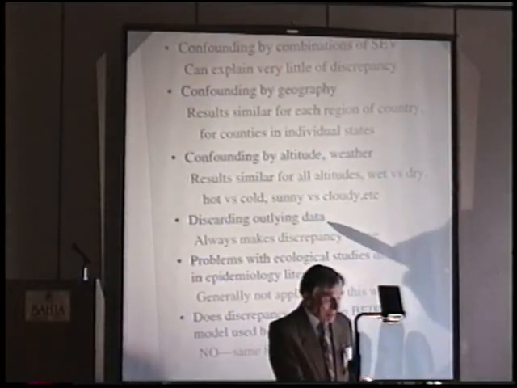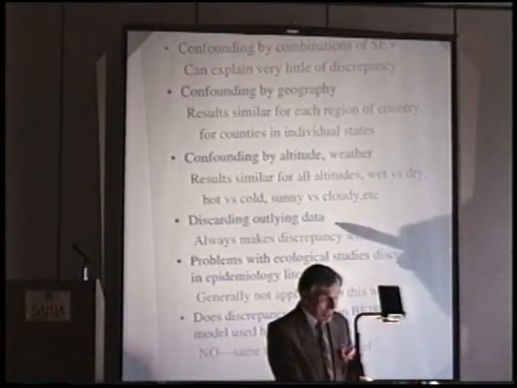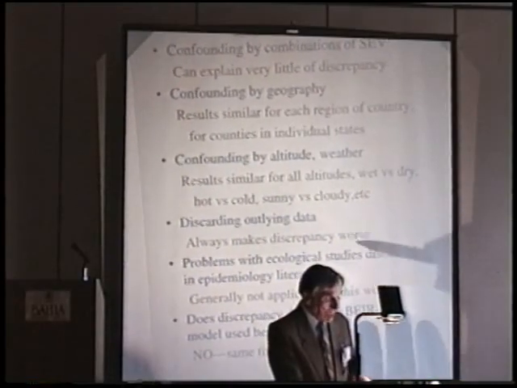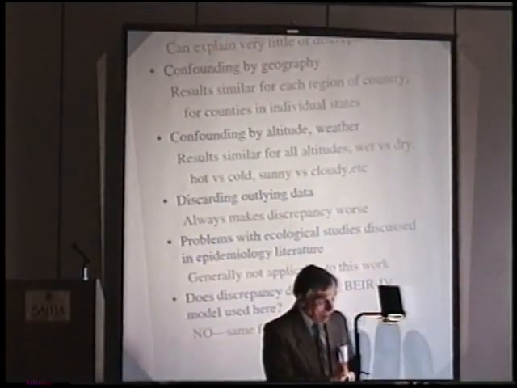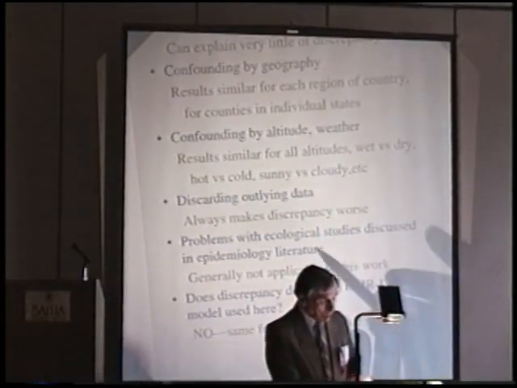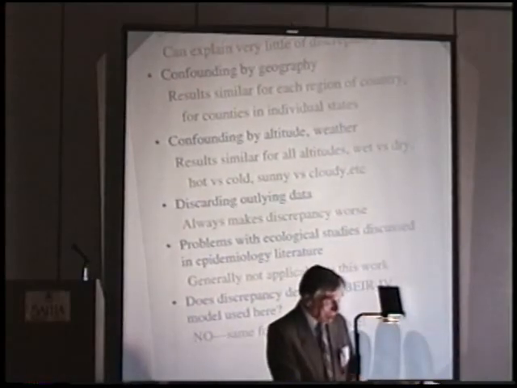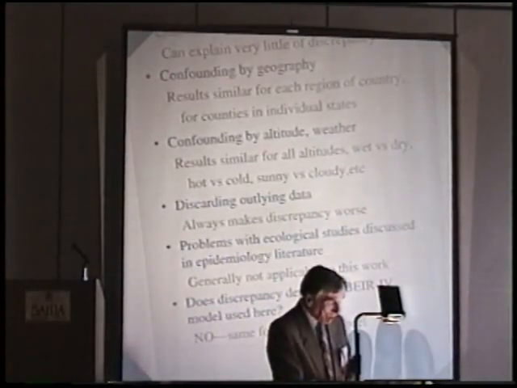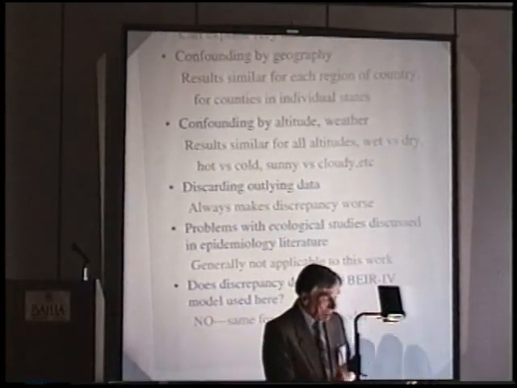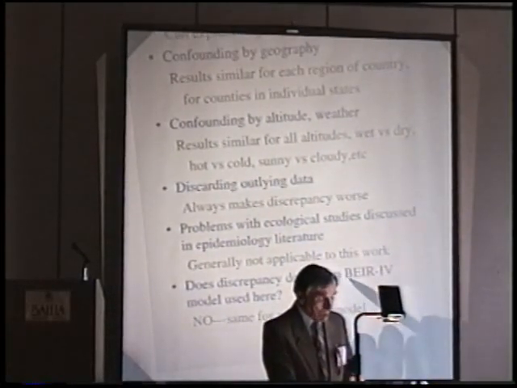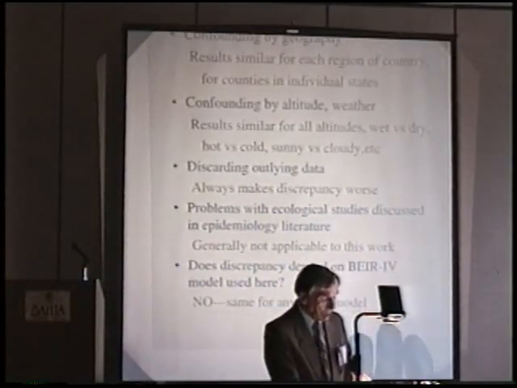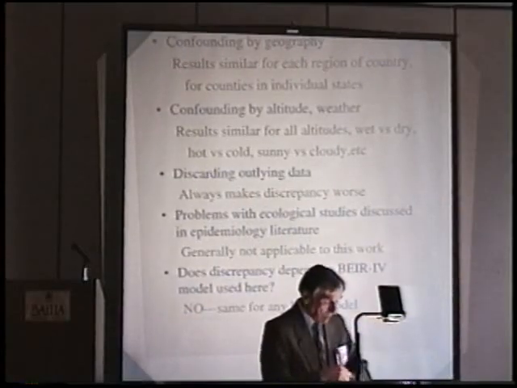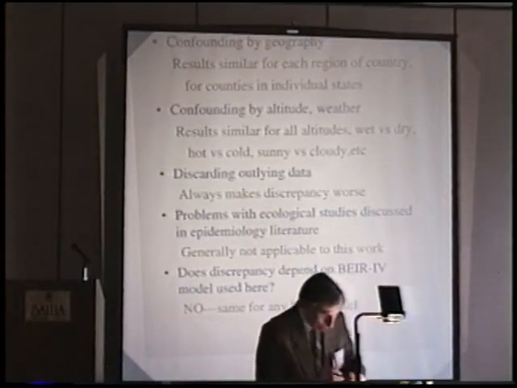Discarding outlying data, we did lots of tests of this. It always made the discrepancy worse, so we didn't discard anything. There are a lot of problems with ecological studies which are discussed in the literature. I have some transparencies on that. There's a question, does the discrepancy depend on the BEIR 4 model used here? And no, we showed it's good for any other linear no threshold model.